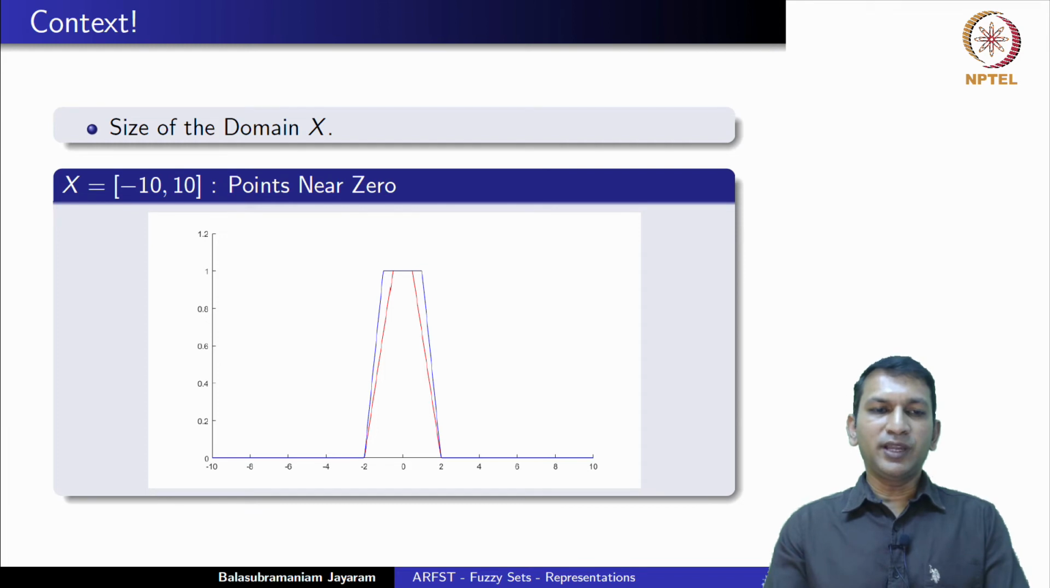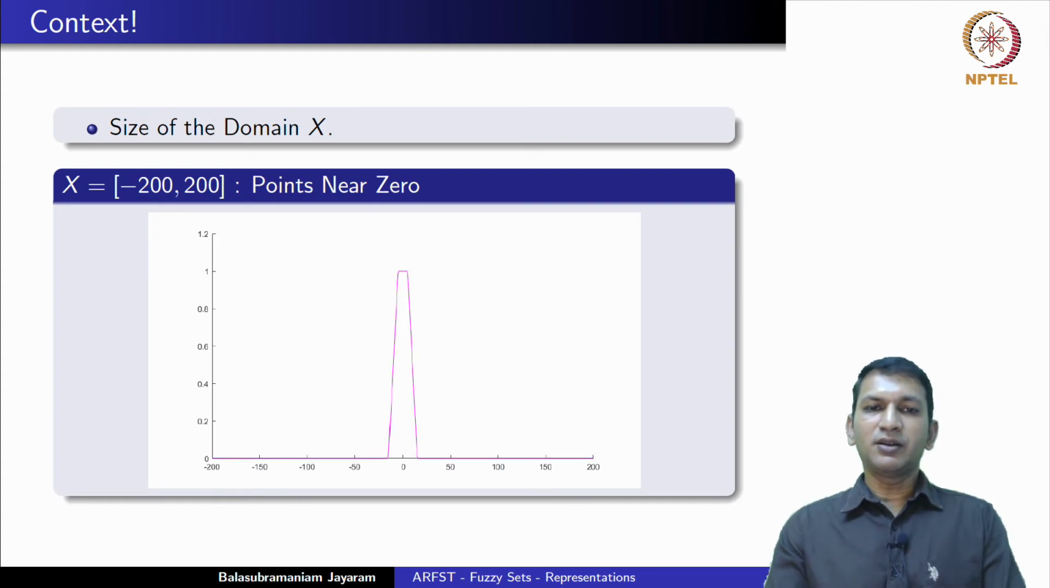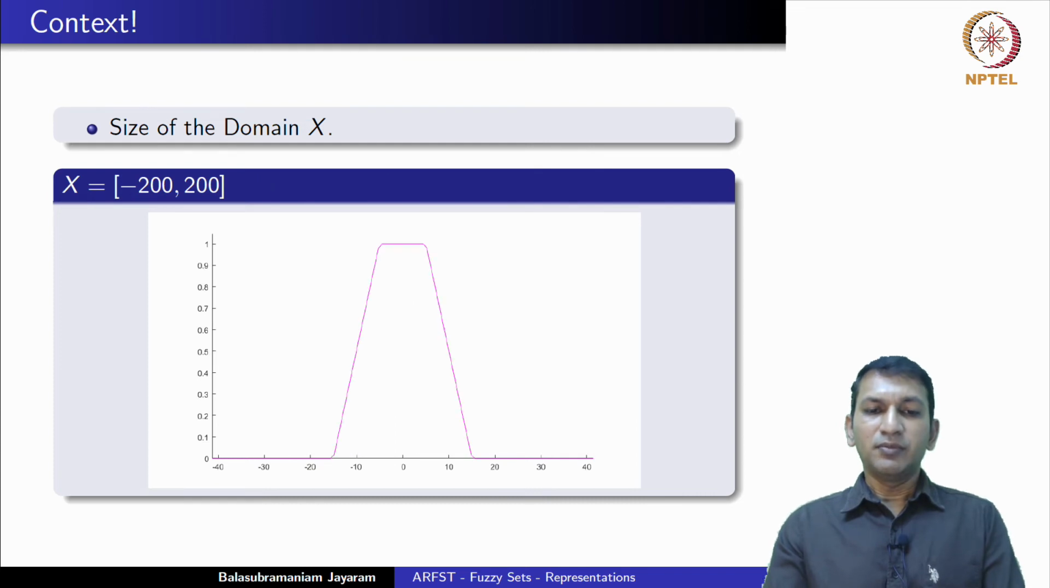This was when the domain was the interval -10, 10. What if we change the domain to the interval -200, 200? In that case, perhaps we would say a better or more appropriate representation of this concept can be captured through this fuzzy set. Please note here the points which belong to this concept to the fullest extent, that is to a membership value of 1, are no more within the interval -1.5, 1.5, but now we have allowed them to extend between -10 and 10.